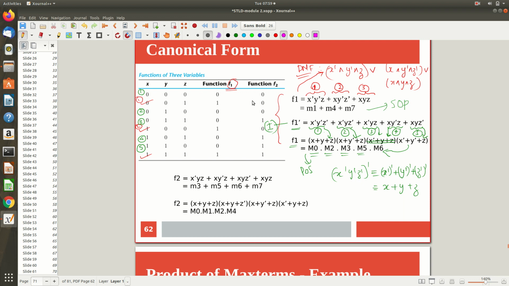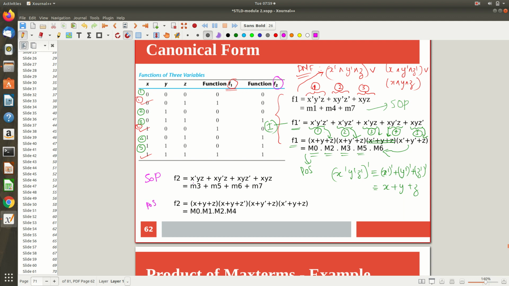See the truth table. Look at F2. Okay, truth table of F2. So now we are focusing on F2, and let's see how we are writing it. So this is the SOP expression for F2. Okay, this is the sum of product expression, and this is a product of sum expression.